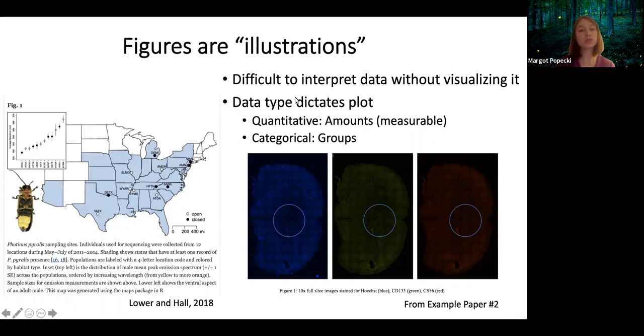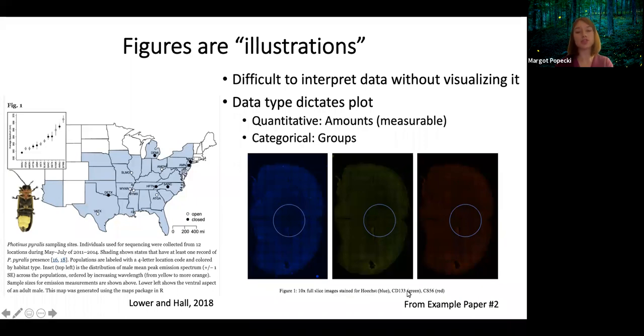It's also important to remember that the type of data you're using will dictate the plot you make. For example, if you have quantitative data, which are amounts or measurements, you'll produce a different plot sometimes than a categorical data set, which means that your data is set in groups.